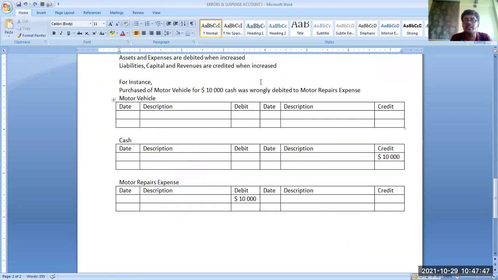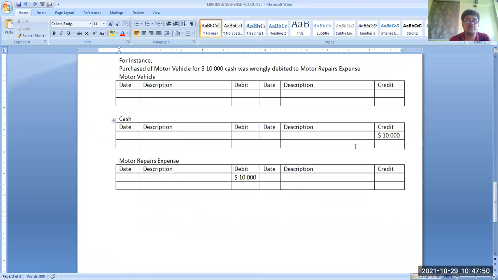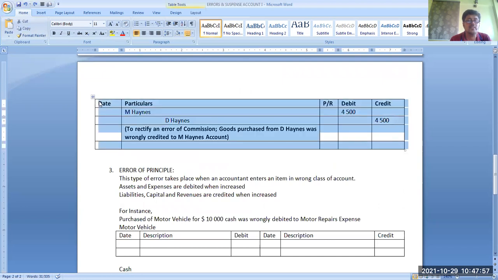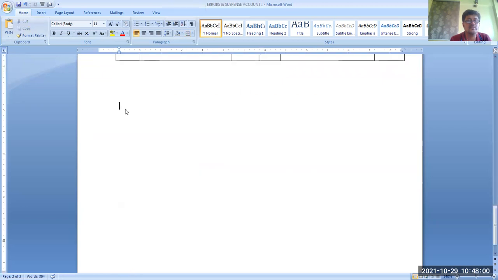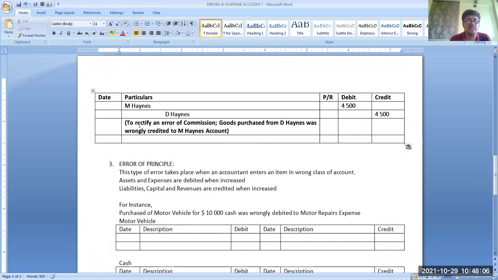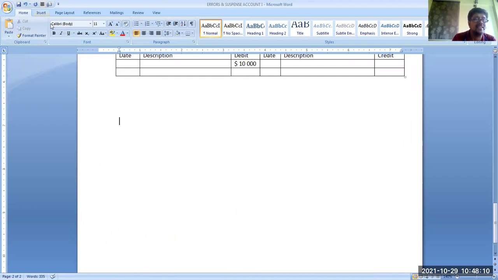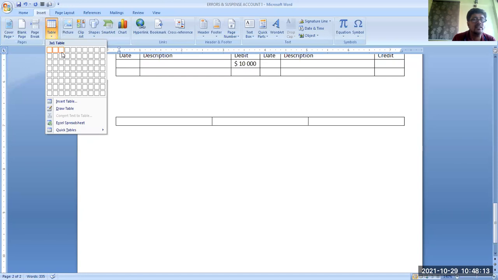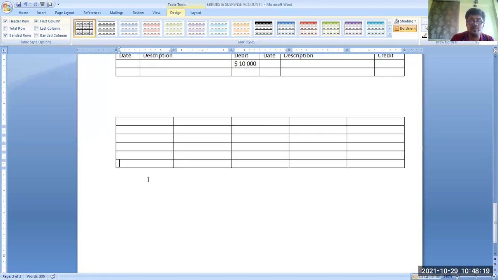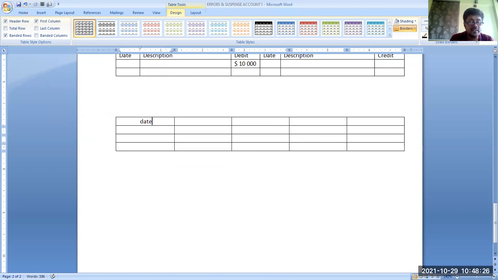I cannot believe it. What's wrong? Okay, we have been making the general journal again. Something is wrong. I don't know. No computer. Now, again, general journal: date, particulars, PR.